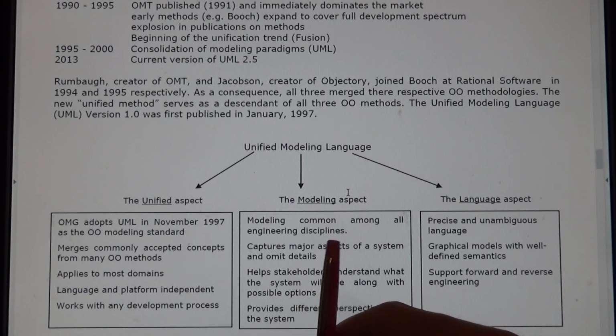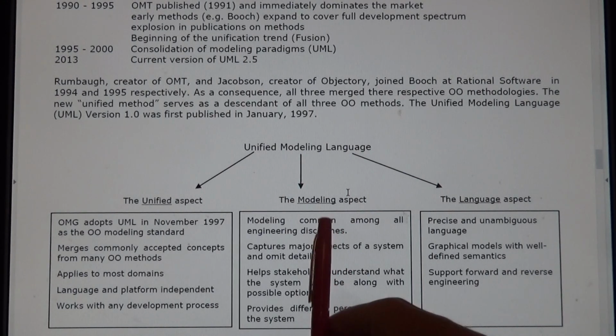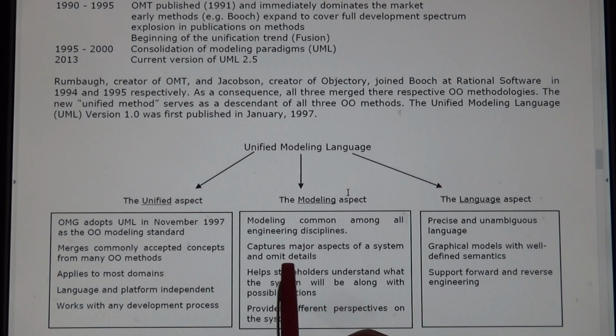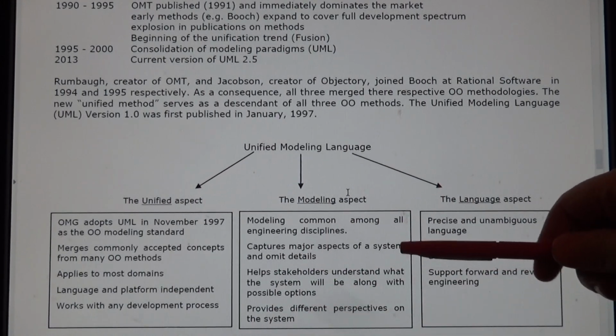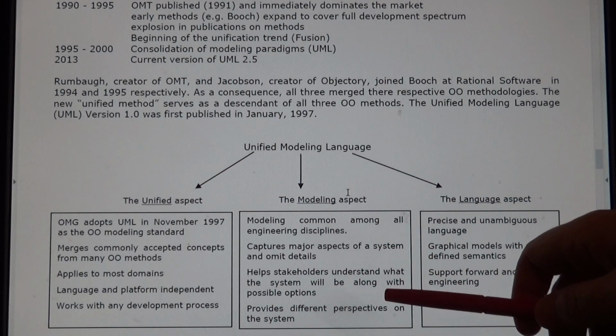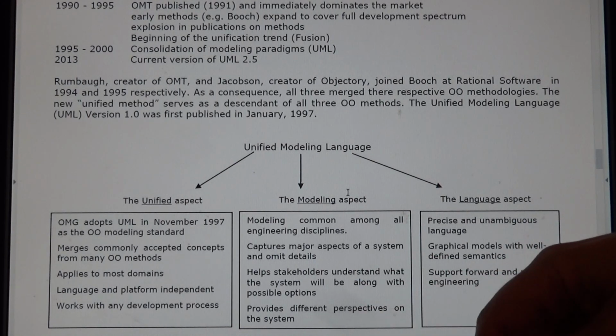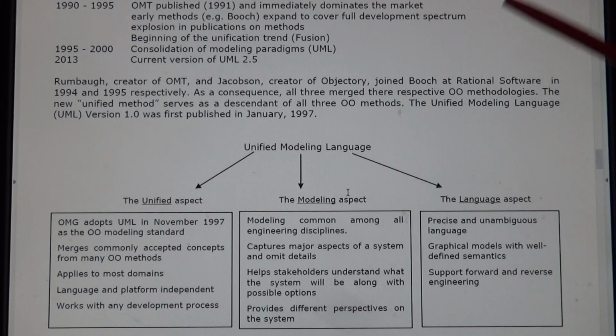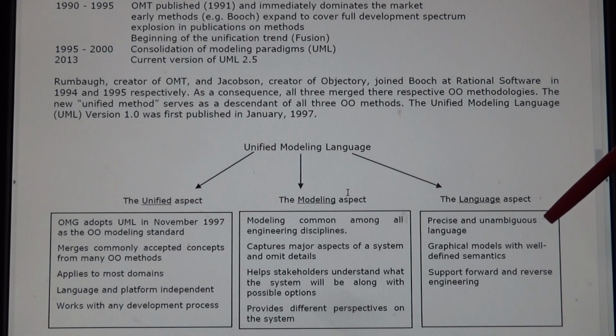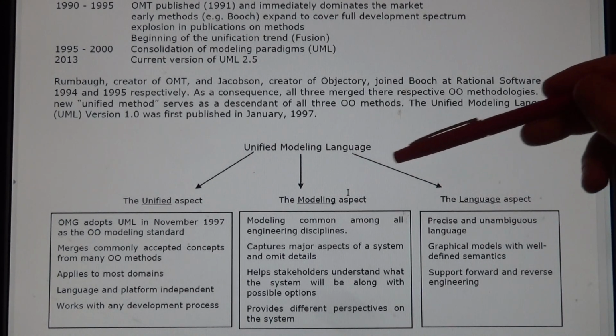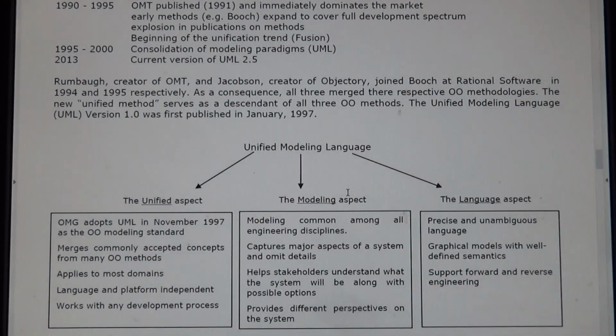As for the modeling aspect, modeling is common among all engineering disciplines. It captures major aspects of a system and leaves out details. It helps stakeholders understand the system and where it might be going, and it provides different perspectives through the different diagrams. From a language perspective, it's a precise and unambiguous language, and handles graphical as well as well-defined semantics, and it allows both forward and reverse engineering. So UML, that's the Unified Modeling Language.